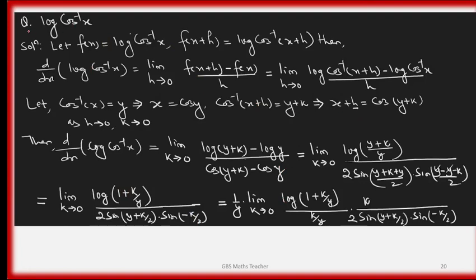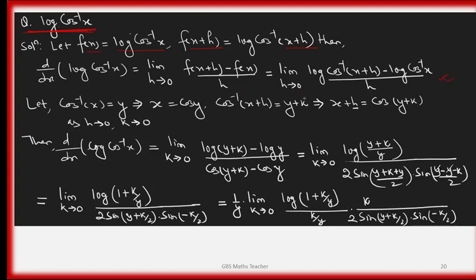Now moving to the next question, that is the derivative of log cos inverse x. In the previous question we discussed cos inverse x only, now log cos inverse x. f of x is log cos inverse x, f of x plus h is log cos inverse x plus h. Then the derivative equals limit h tends to 0 of f of x plus h minus f of x by h, which is log cos inverse of x plus h minus log cos inverse x, by h.